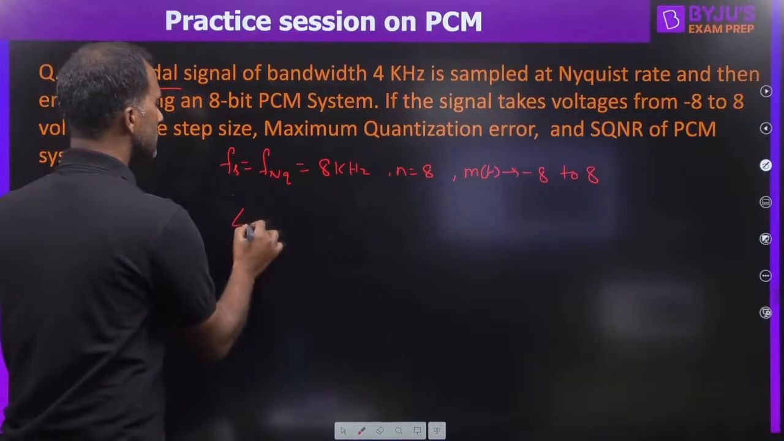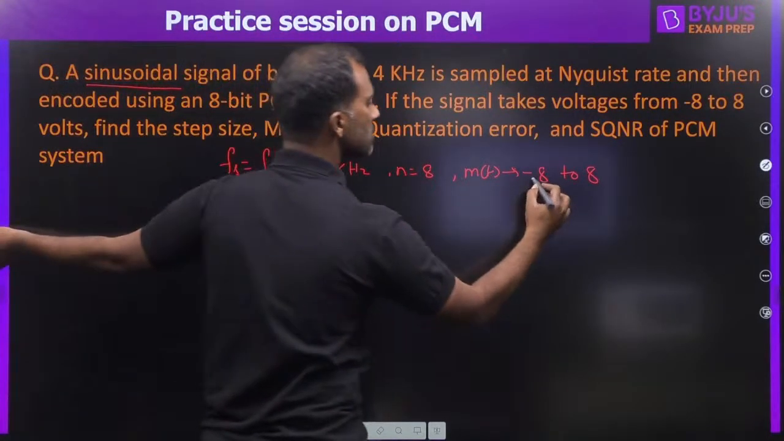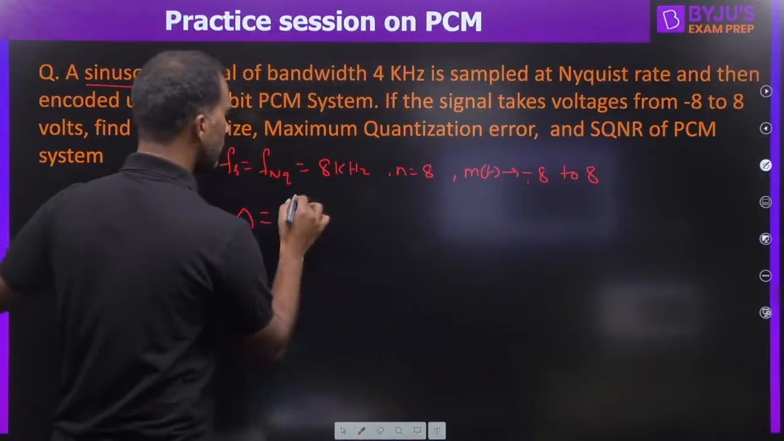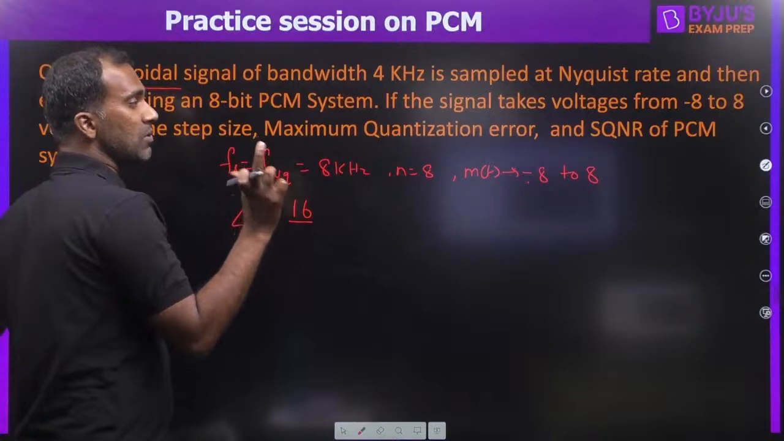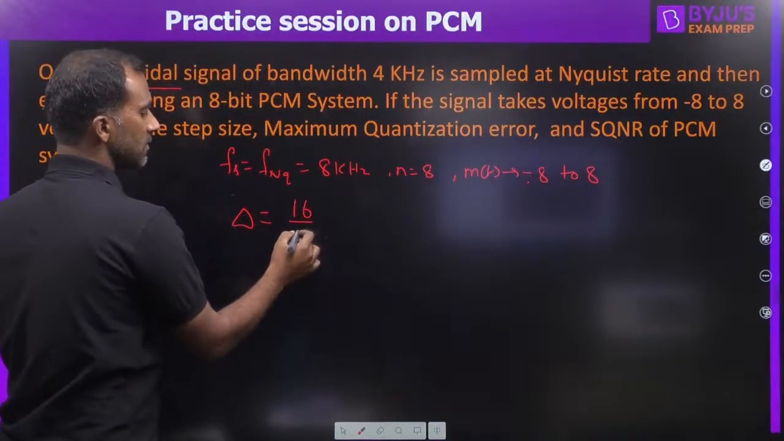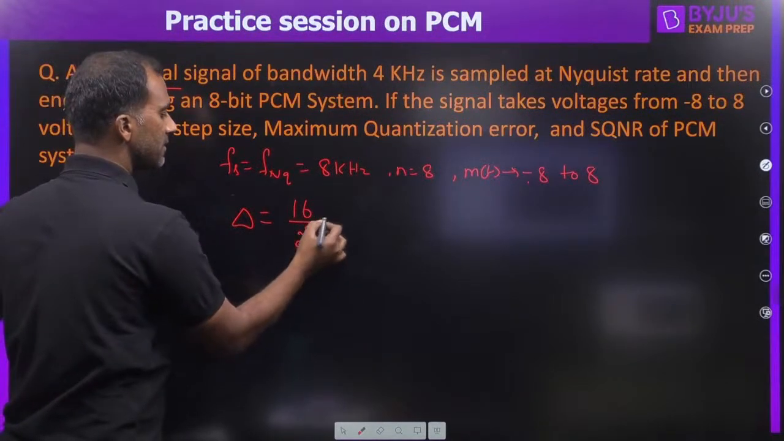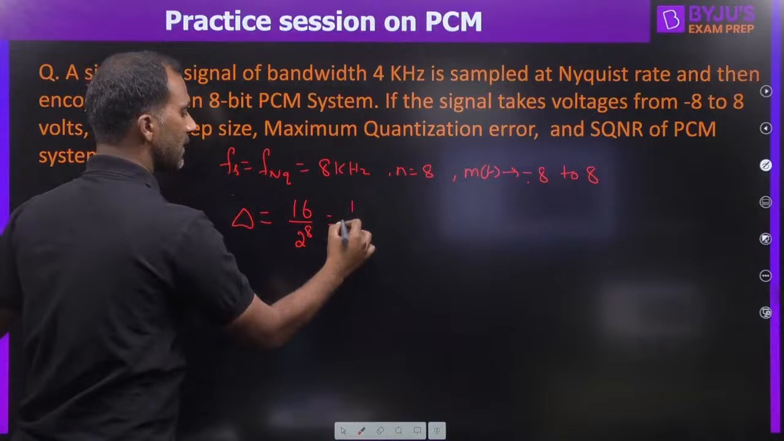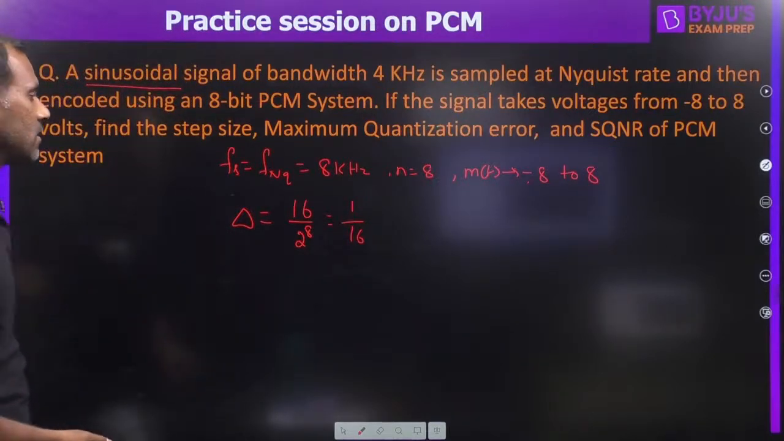Find the step size. So step size is voltage swing divided by 2 power n. How much is the voltage swing? Highest voltage minus lowest voltage, which is 16 volts. Voltage swing means the range of voltages possible for the message, which is 16 volts, divided by 2 power n, which is 2 power 8. So which is 1 by 16. Delta is 1 by 16.